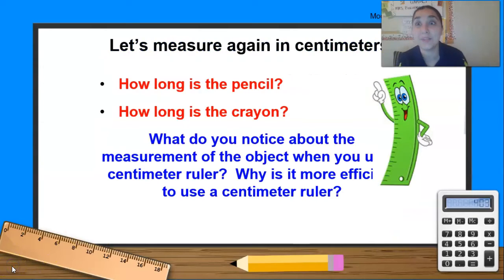Now here comes the fun part. We're going to measure again, but this time we're going to measure using our ruler. We're going to measure the pencil and the crayon. When you are measuring, I want you to be thinking this time, what do you notice when I measure with my centimeter? So think about it. And let's start. 5 seconds to get the ruler and the pencil. 5, 4, 3, 2, 1.